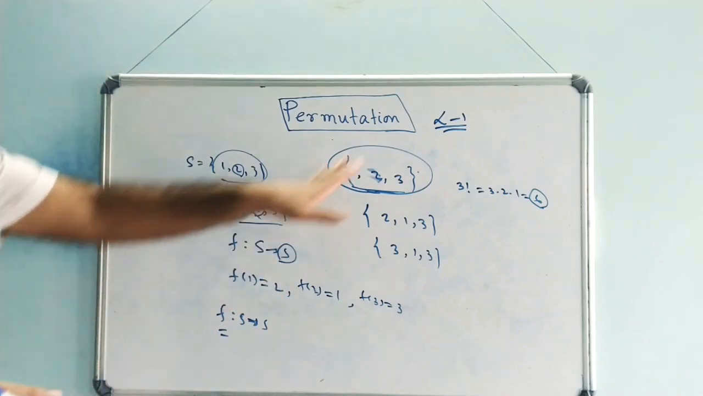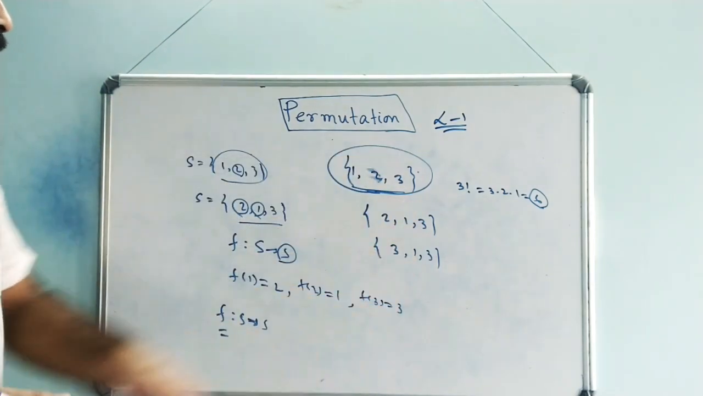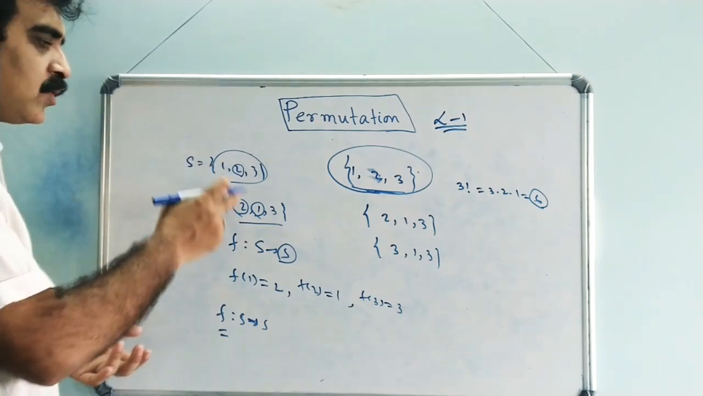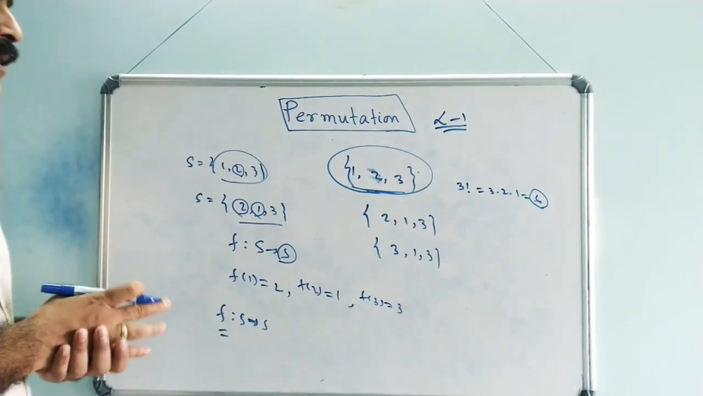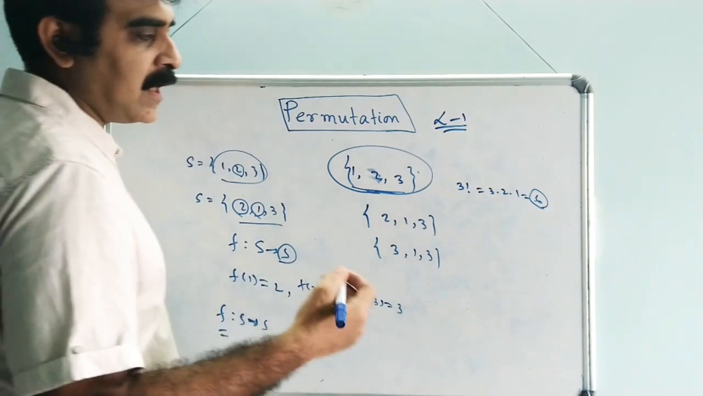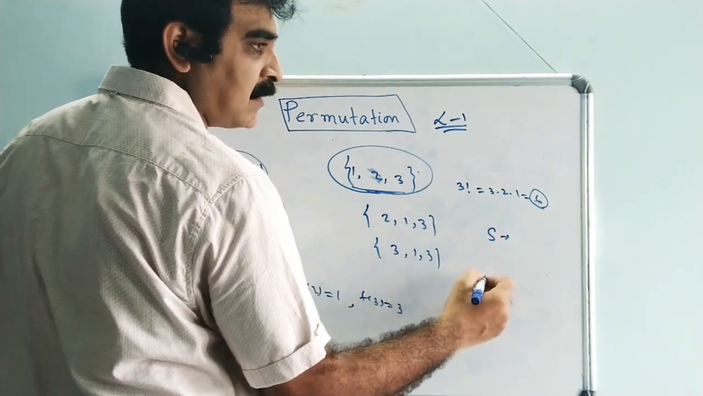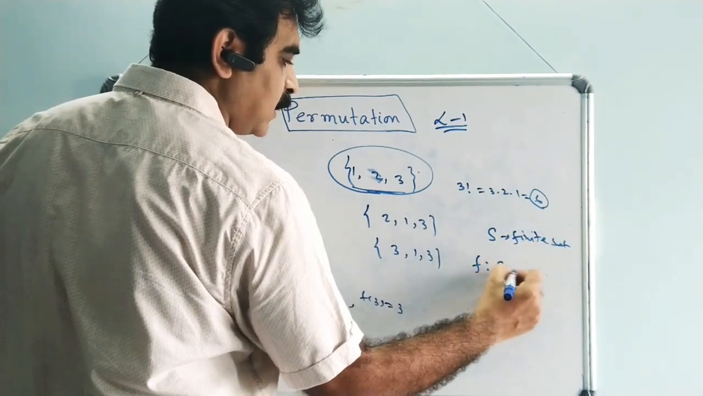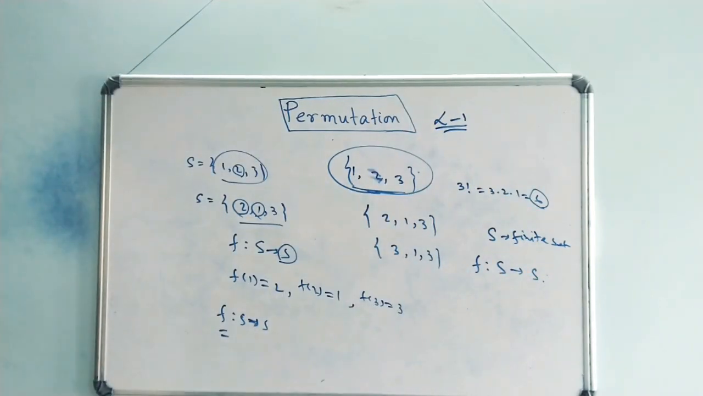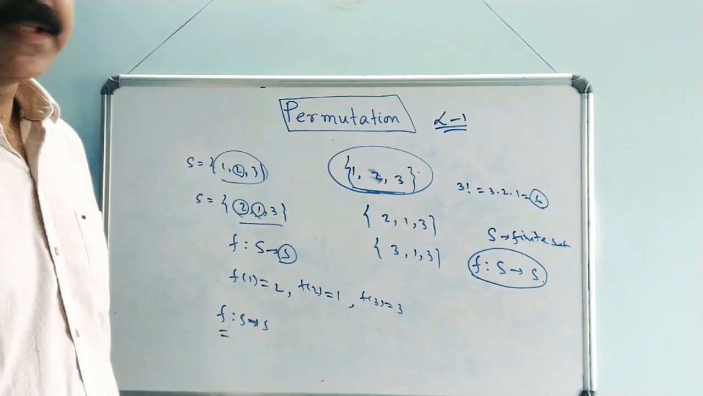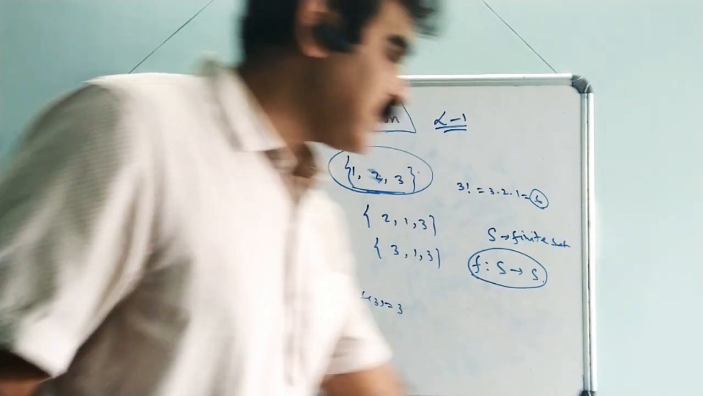So if we take any of these permutations, you can think of it as a mapping from S to S, and not only a mapping but a bijective mapping from S to S. So we can define any permutation on a finite set S by a bijective mapping from S to S. We will take this concept and proceed to further discussion.